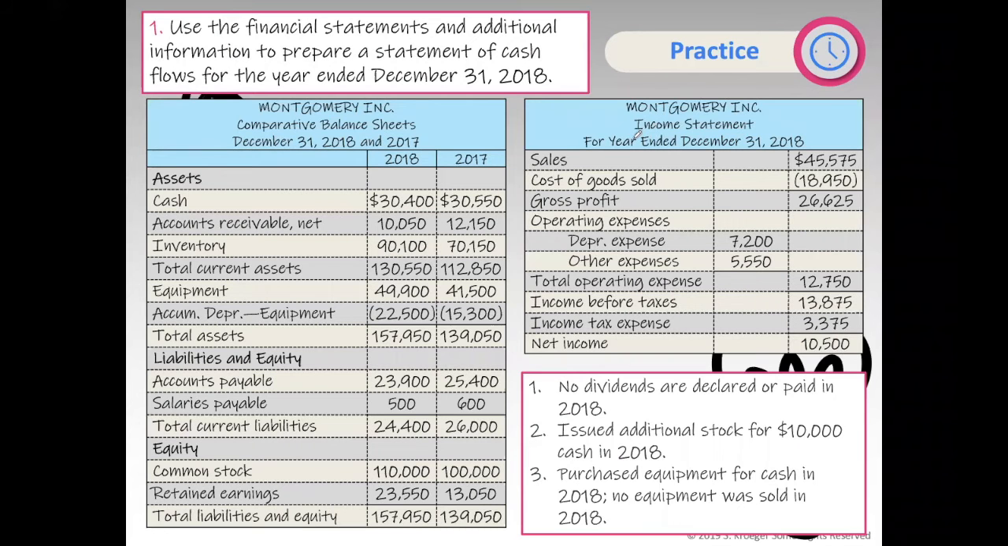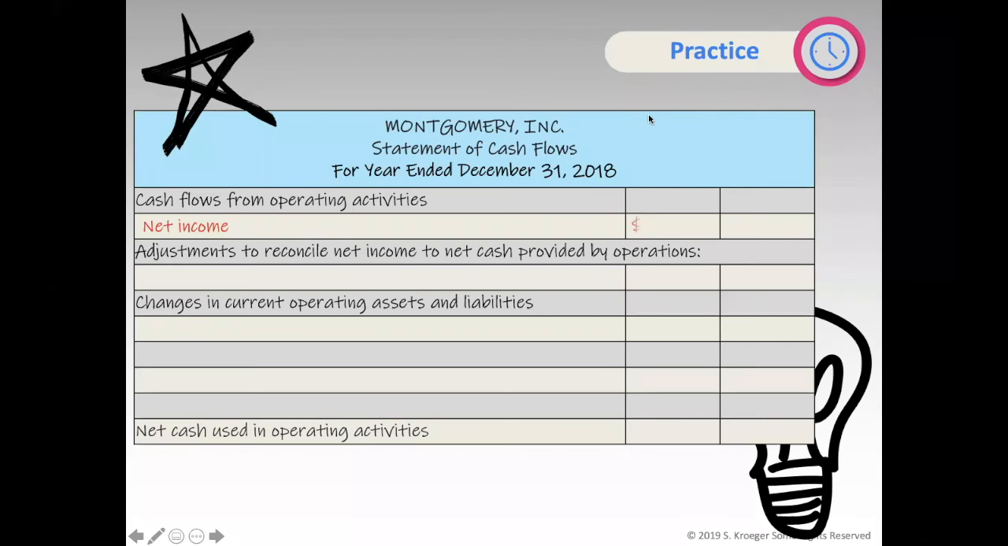If we look on the income statement, we can see net income is $10,500. This is the amount we will start with. We will input the $10,500 in the left column. The two columns don't mean debit or credit. We're just going to put everything in the operating section in the left column, then total it up and just put the total in the right-hand column.